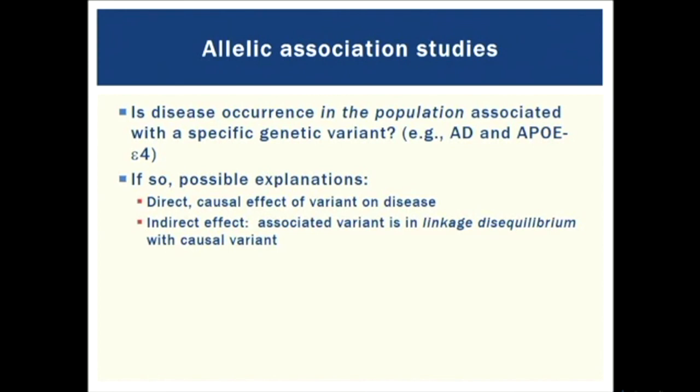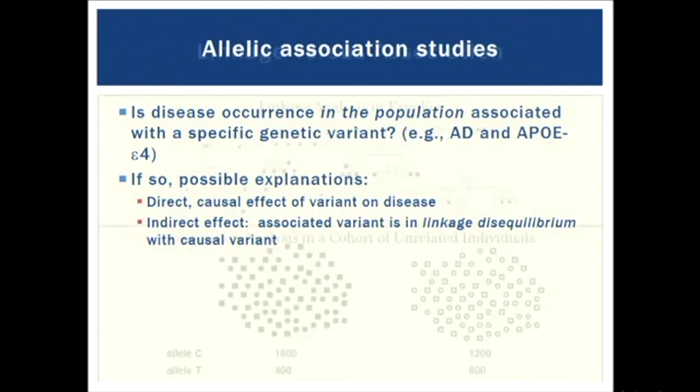In contrast, allelic association studies are asking, is the disease occurrence in the population associated with a particular genetic variant? And the classic example is late-onset Alzheimer's disease and the ApoE locus. That's an association. People who have Alzheimer's disease are more likely to have an E4 allele than are people without. That's not a within-family association, that's across families.